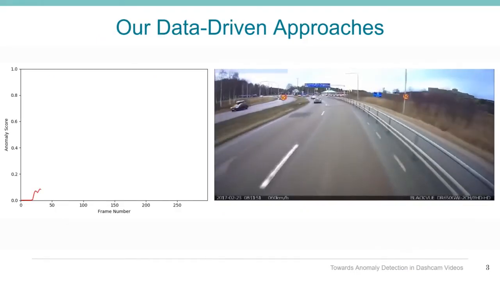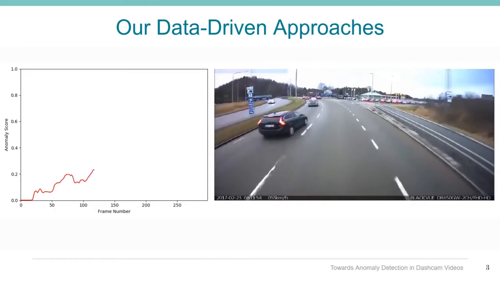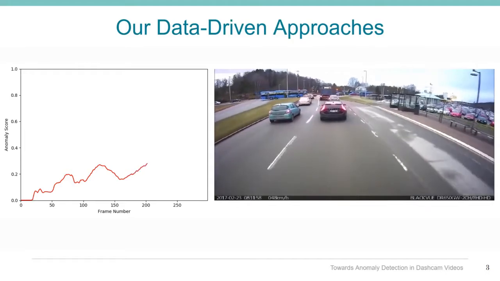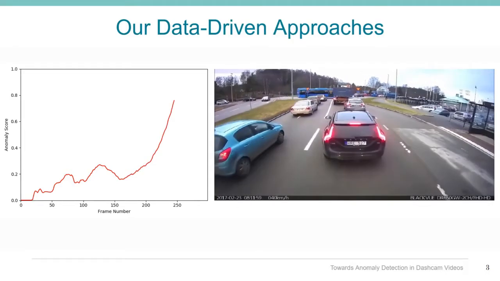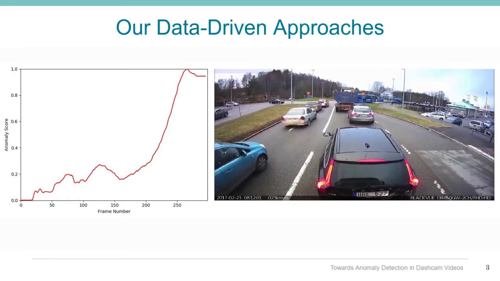As an example, consider this clip. On the right, you can see the current frame in the clip, and on the left is the anomaly score predicted by our model. The model is able to detect anomalies without having to encode any rules. It has learned to detect anomalous driving patterns just by watching dashcam videos.